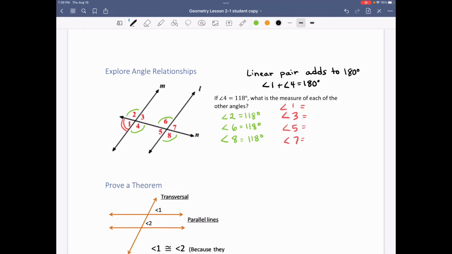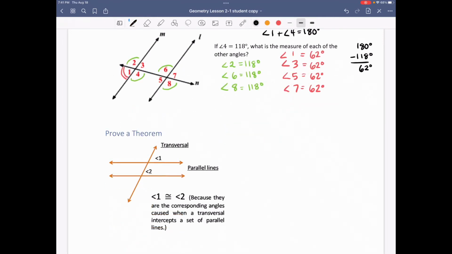If we know that angle 4 is 118, then what plus 118 would give us 180? To figure that out, we just subtract 180 minus 118. 62 degrees. So that means that all of these angles have to equal 62 degrees. And that is the beautiful thing about parallel lines cut by a transversal.